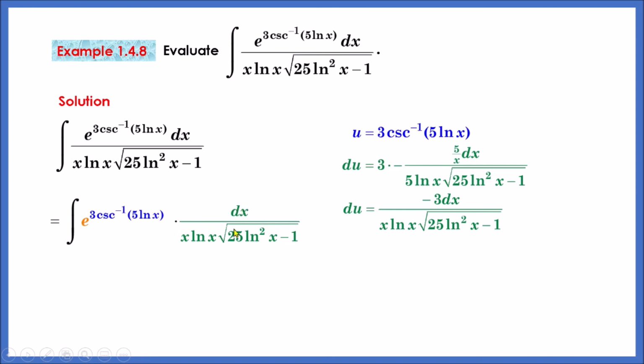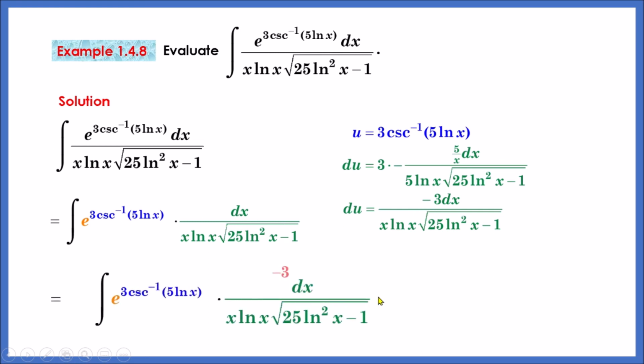Checking the differential inside the integral, there is a missing constant factor negative 3. So let's apply that. Balance outside by negative 1/3. So this integral now takes the form of integral of e to the u, and then this is du. Hence, we have negative 1/3 e to the u. U is 3 cosecant inverse of 5 ln x, then plus c.